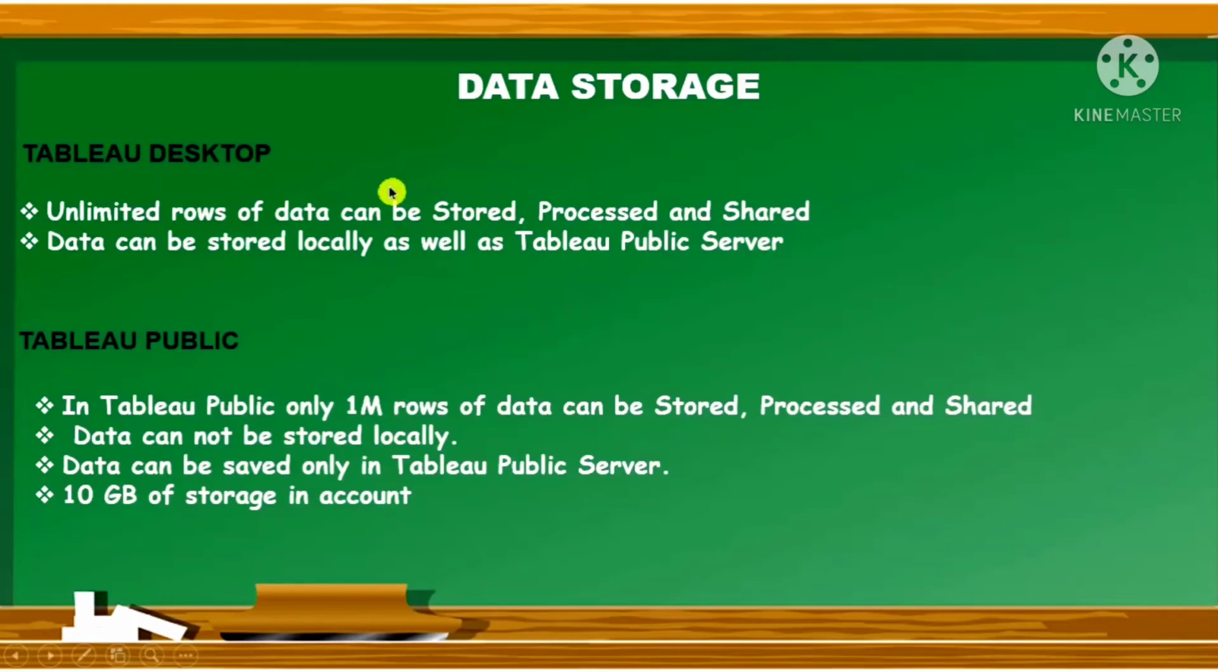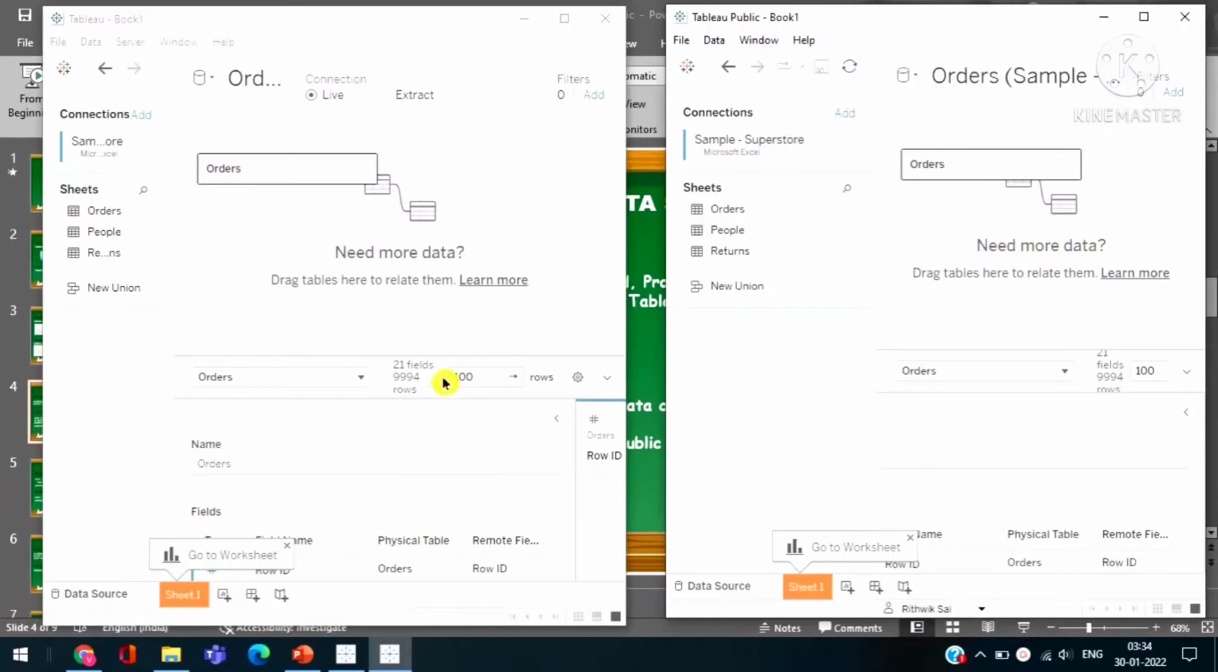Now let's see the next difference. The next difference is data storage. In Tableau Desktop, unlimited rows of data can be stored, processed, and shared. Whereas in Tableau Public, only 1 million rows of data can be stored, processed, and shared. If you see over here, 9994 rows are there in this data set.